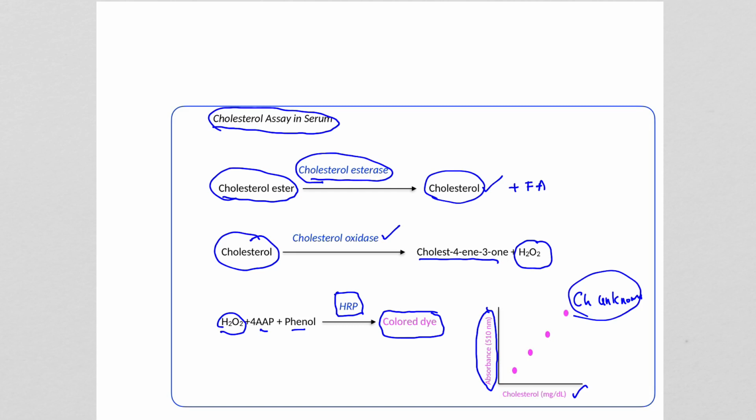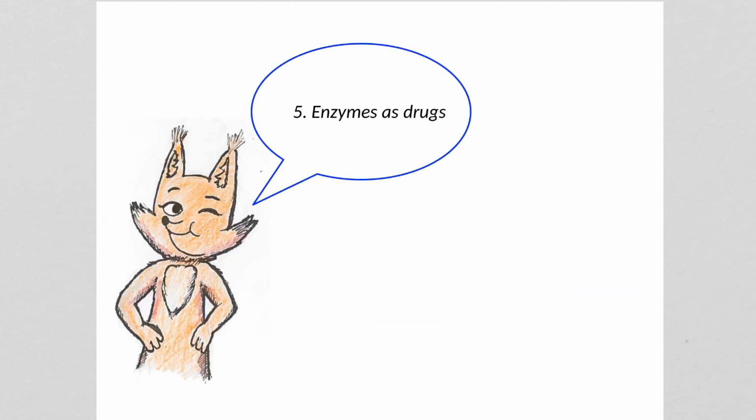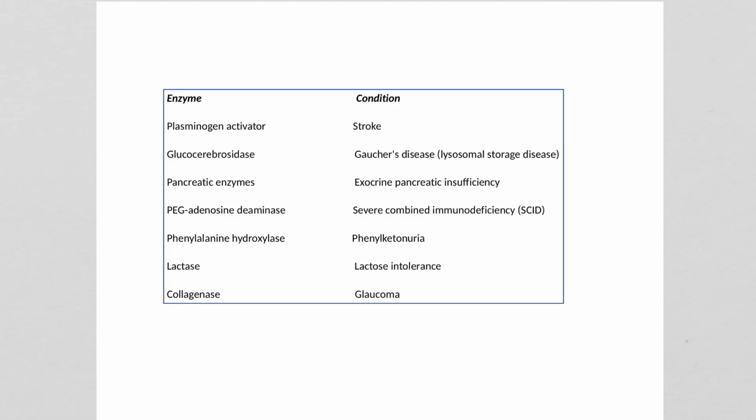Similarly, there are many tests that we do that use enzymes as analytical reagents. Another reason to understand enzymes is because some enzymes are actually used as drugs. So for example, the enzyme plasminogen activator is used for treating strokes. The enzyme glucocerebrosidase is used for lysosomal storage diseases such as Gaucher's disease.